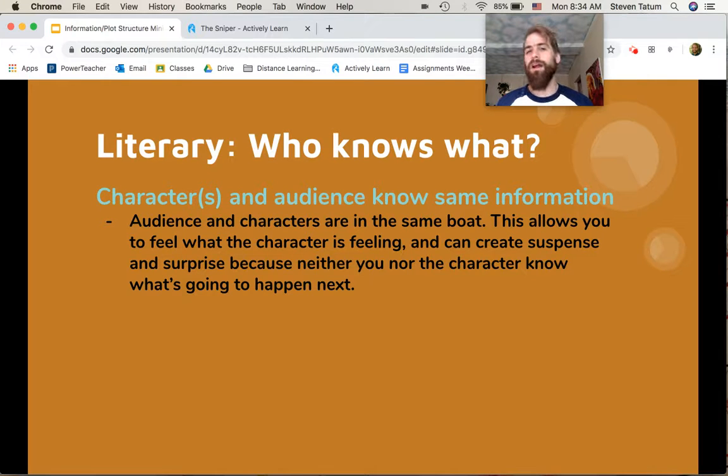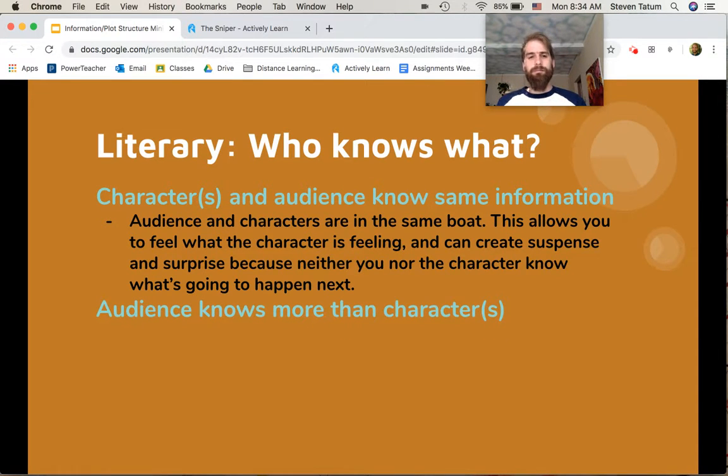It means that if the character gets surprised by something, we get surprised by something in the same way. It also means that you might be able to feel what they're feeling. If they're feeling sad, you're probably feeling sad. If they're feeling anxious, you're probably feeling anxious.